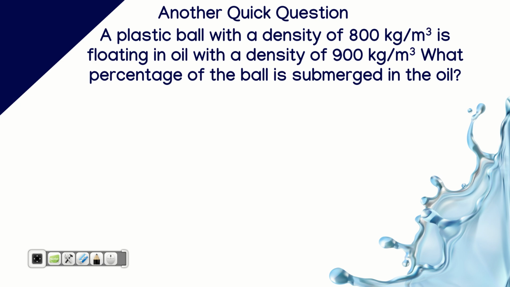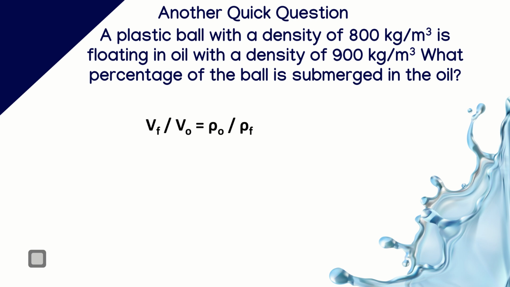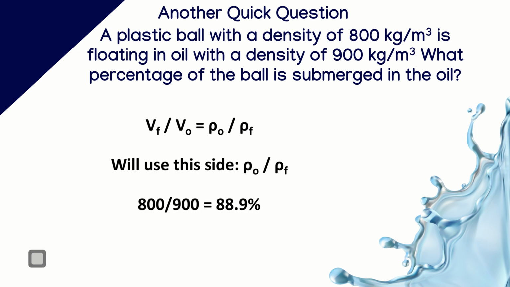So we got a quick problem here. A plastic ball with a density of 800 kilograms per meter cubed is floating in oil with a density of 900 kilograms per meter cubed. What percentage of the ball is submerged in the oil? Well, we're given the densities, so we don't really have the volumes, but I can do the density side, okay? And all I do is 800 divided by 900. I don't have a times, this should be times 100. Okay, don't be too confused there. And that'll give you 88.9% of this should be submerged, okay?